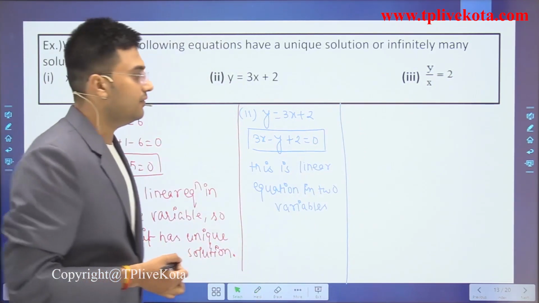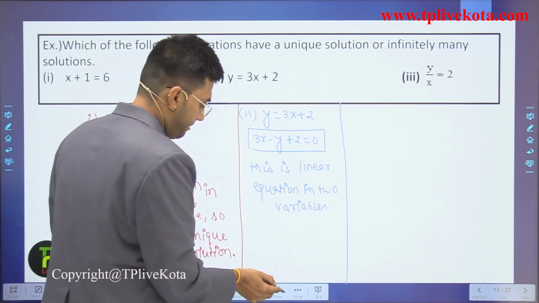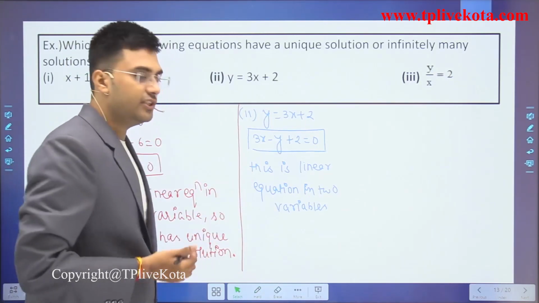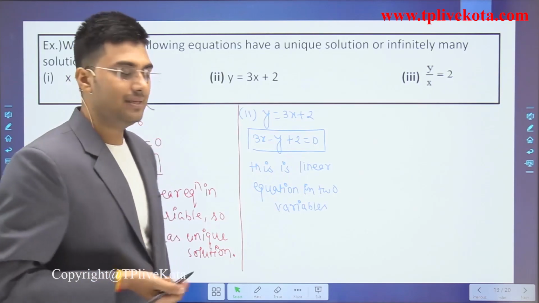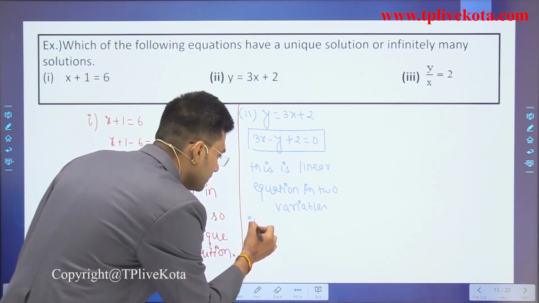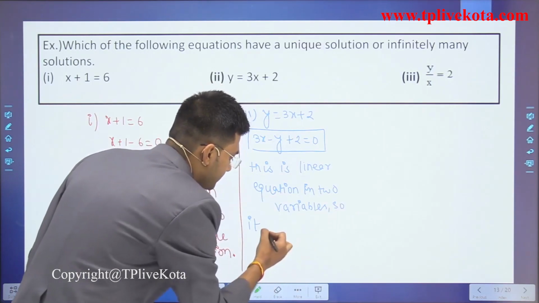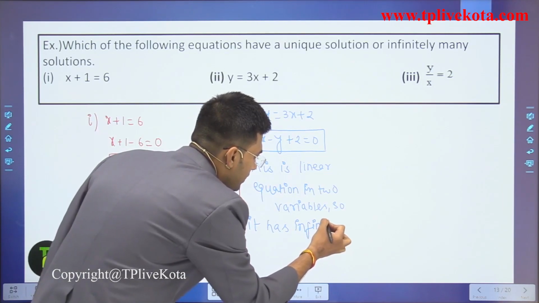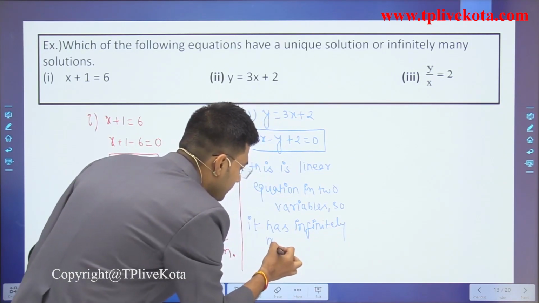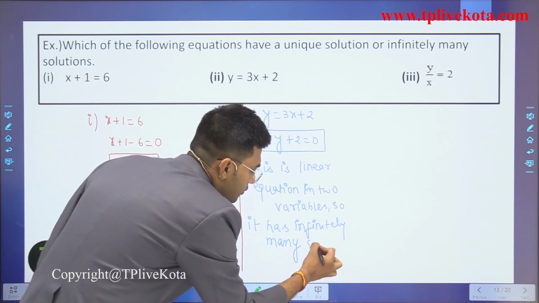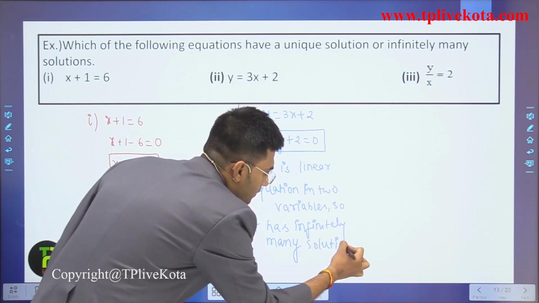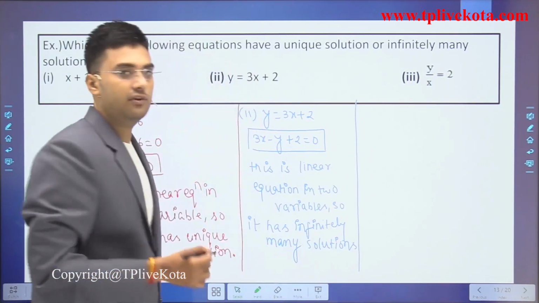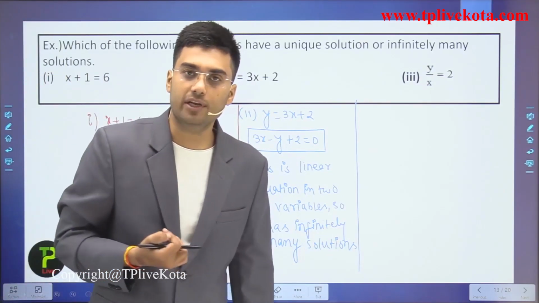Now after this, if this is an equation of a linear equation in two variables, then it means it has infinitely many solutions. Clear? I hope you got how we find whether the equation has a unique solution or infinitely many solutions.